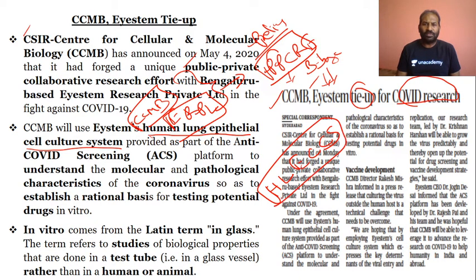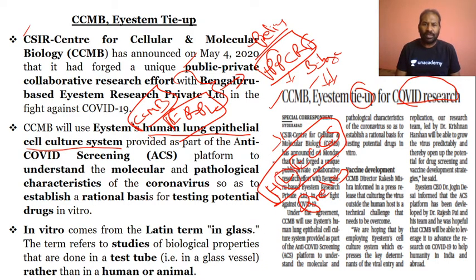This is again very important from the prelims point of view, because UPSC may focus on CCMB plus the Bangalore-based iSTEM Research Private Limited, which is a public-private collaborative research effort. Or else they will focus on the exact mode of operation, or look at the intricacies of it. That is in regards to iSTEM's. CCMB will use what? iSTEM's human lung epithelial cell culture system.